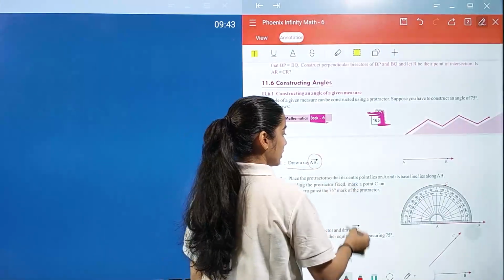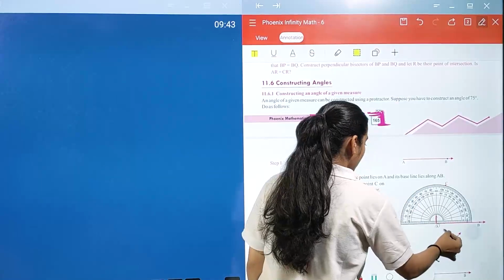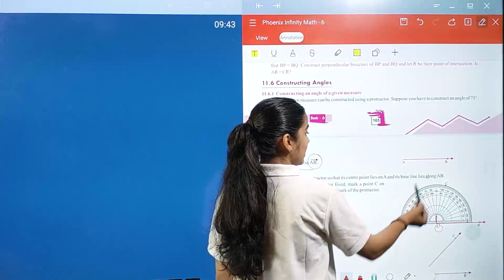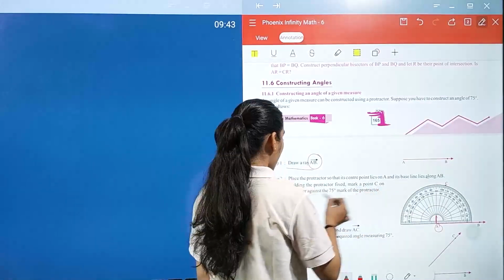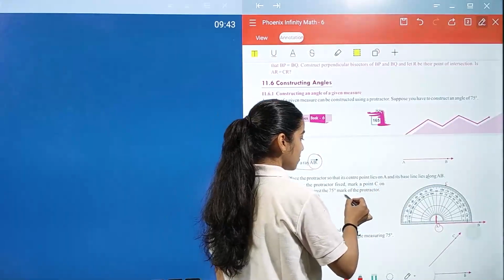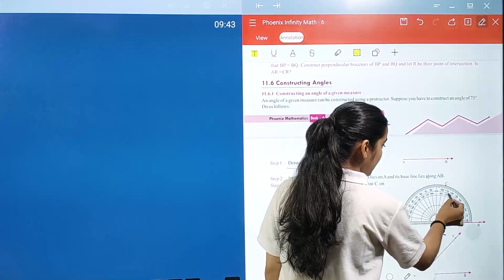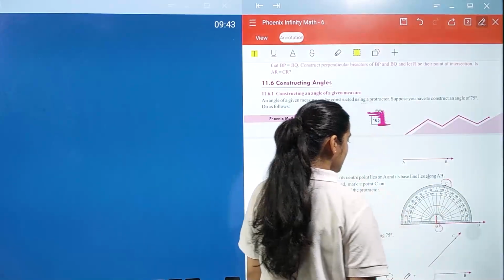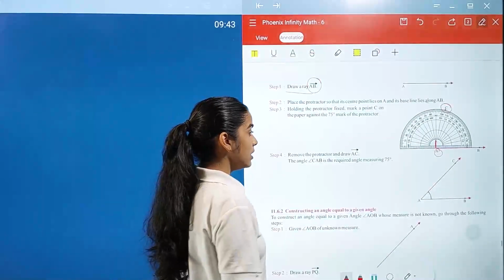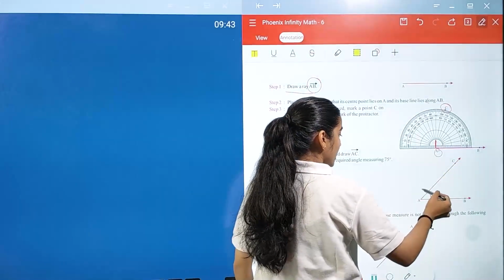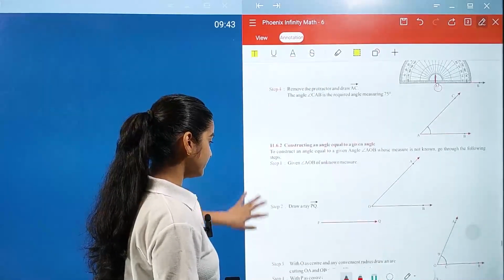Place the protractor so that its center lies on your A and its baseline along AB. Holding the protractor fixed, mark a point C on the paper against the 75 degree mark of the protractor. So where do you see 75 degree? Here between 80 and 70. So you label it with C, and after this you remove your protractor and connect this point C to A with the help of a ruler, and this is your angle of 75 degree.